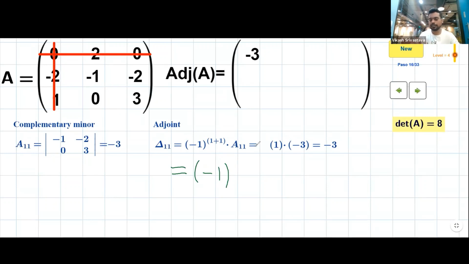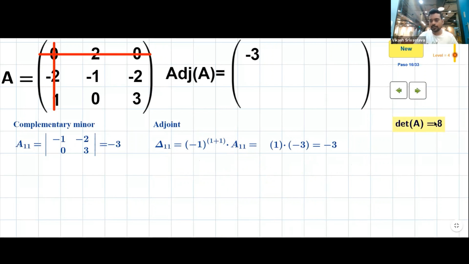Do not confuse. This -1 will always be there. And what are we adding? Essentially, whatever this 1 is there, we'll add these two values together and then multiply by the complementary minor, which in this case is -3. And this gives us -3, right? Because -1 to the power 2, that is -1 squared, is 1. And when we multiply 1 with -3, that is -3 only.